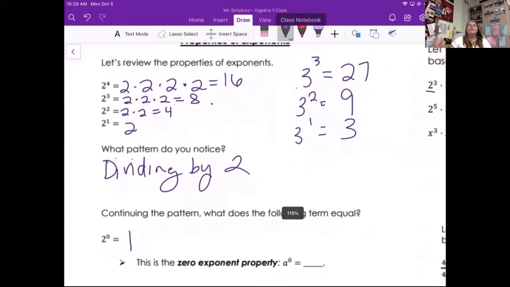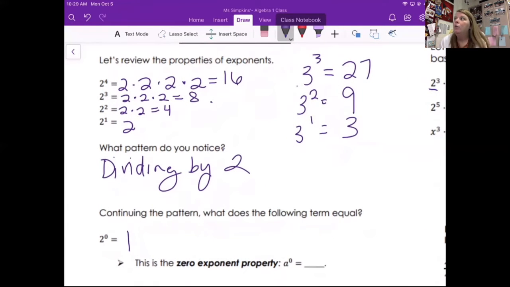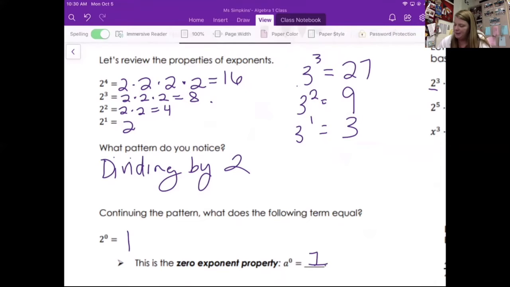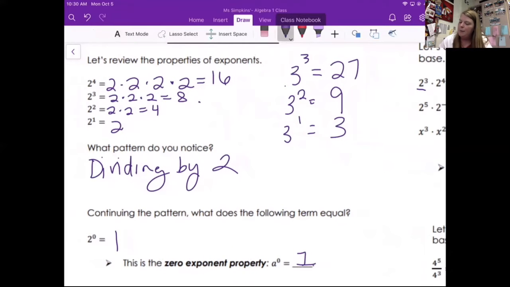So this is the zero exponent property, which means any number in the whole wide world, if we raise it to the 0 power, the answer is always going to be 1, no matter what. I know 100% when we get to a test or a quiz, what's someone going to answer? 0. It's 1. Okay. Please, if you remember nothing, remember that.